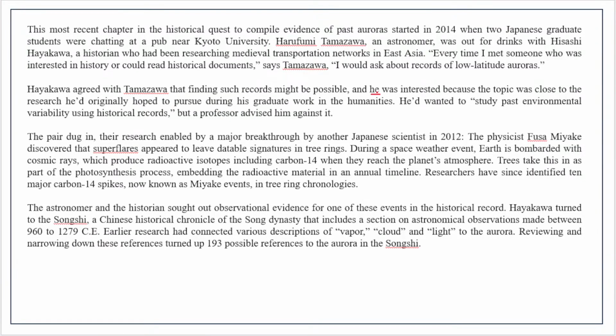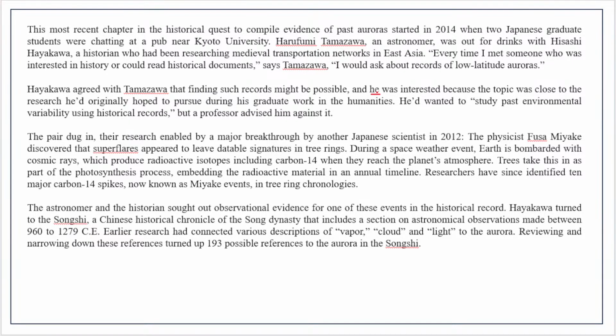So the way to do that is that whenever there's such an event, Earth is bombarded with cosmic rays. Okay, and from that carbon 14 isotope is produced, and many other radioactive isotopes. When the rays reach the planet's atmosphere, trees take this in as part of the photosynthesis process. So when trees do their normal photosynthesis, they take in this carbon 14. Okay, and this embeds the radioactive material in an annual timeline. And that carbon 14 gets embedded in the tree. And it creates an annual timeline that we can see when this isotope entered the tree.